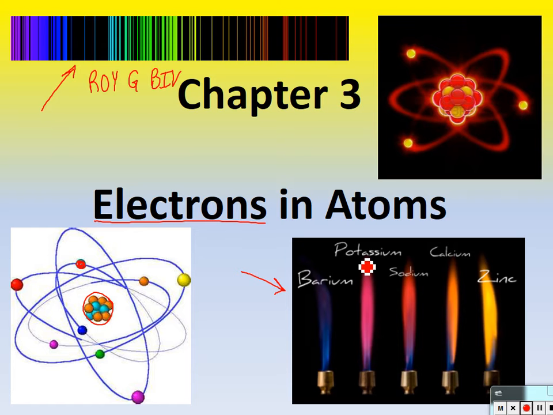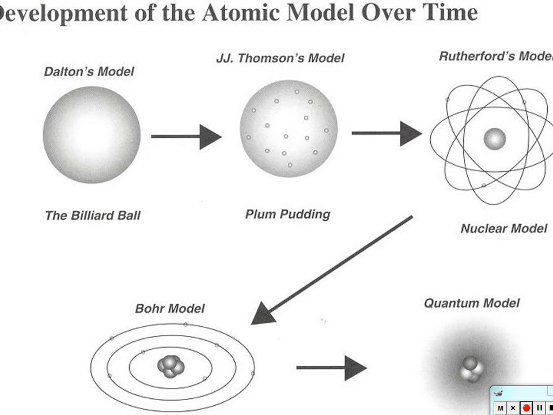how they design fireworks, right? They put different elements in the firework, and they can make it burn green or blue or red or whatever. So some cool things about electrons. So let's get into it. If you're watching the video, we are following along in the Chapter 3 guided notes and filling in those blanks as we go through the slides. Ready? Okay.